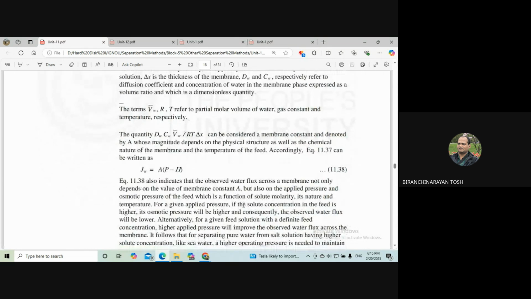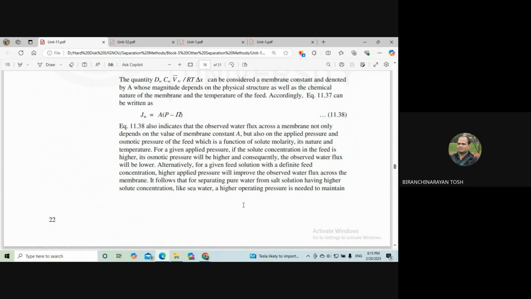So like that if you calculate, finally we will get Jw equal to A into P minus pi.